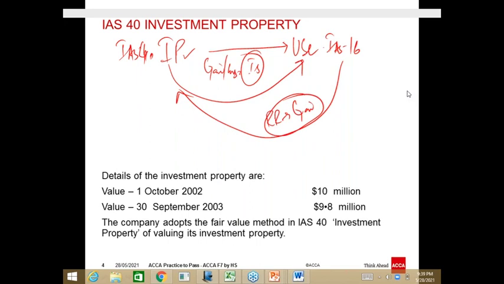So if there is a loss, then you need to see whether there is a balance in the revaluation surplus. If the answer is yes, then it will go in the revaluation. Otherwise, the loss will be shown in the income statement.